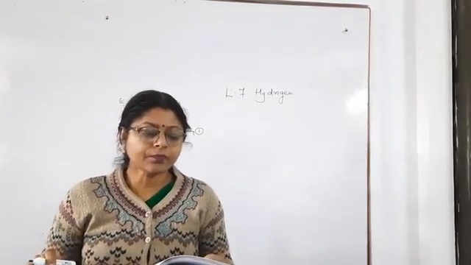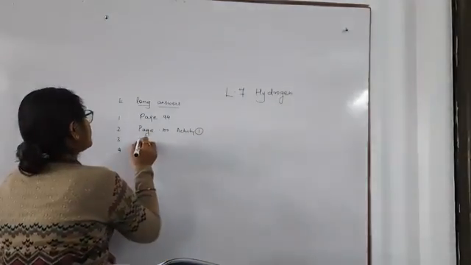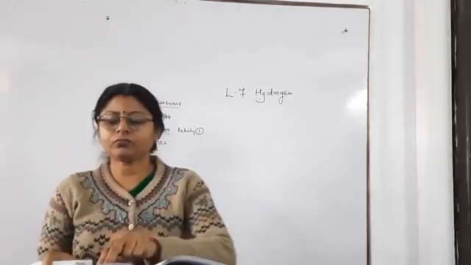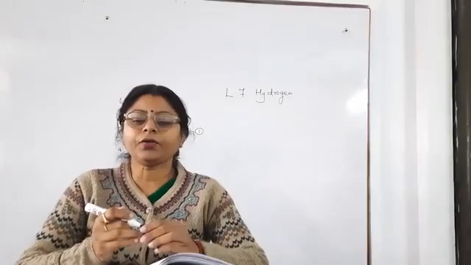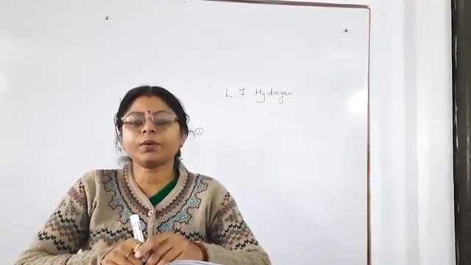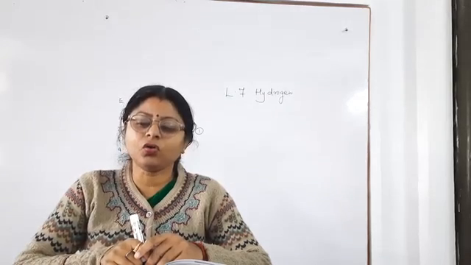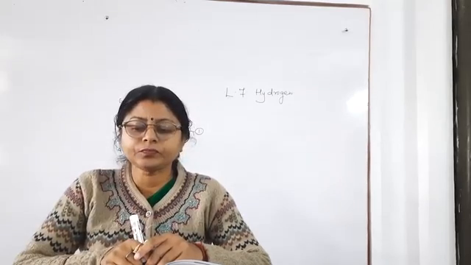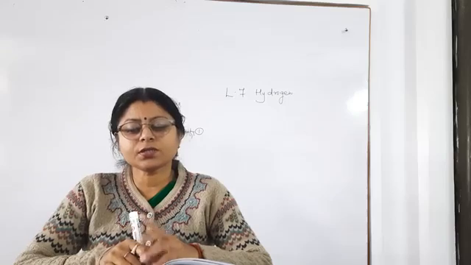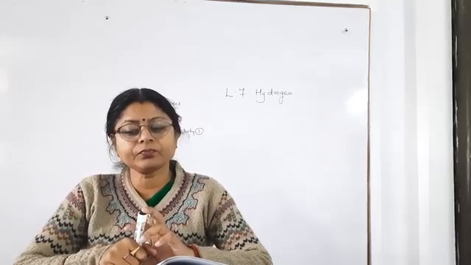Now next is: write the uses of hydrogen. For this you can see page number 103. Hydrogenation: hydrogen is used in the preparation of vanaspati ghee from vegetable oil. The catalyst used in this process can be nickel, platinum and palladium.